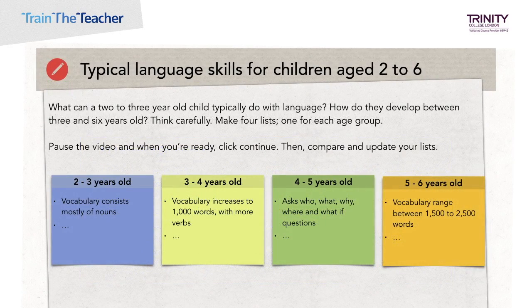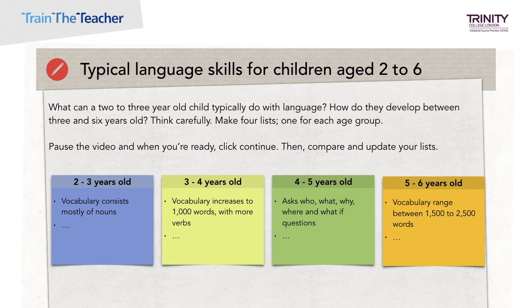Typical language skills for children aged 2 to 6. What can a 2 to 3-year-old child typically do with language? How do they develop between 3 and 6 years old? Think carefully. You're going to make 4 lists, one for each age group. Here are some examples to get you started.